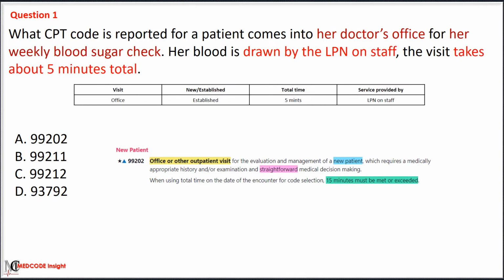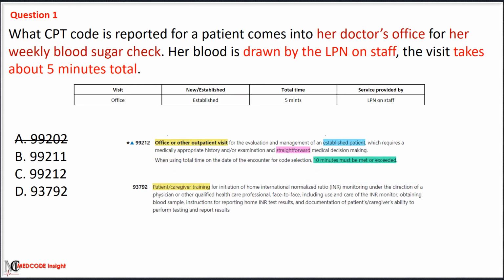In the given scenario, the patient visits her doctor's office for her weekly blood sugar check. It means it is an established patient. First, we will eliminate option A with the code 99202, which is used for a new patient office visit. The blood is drawn by the licensed practical nurse, meaning this service does not require the presence of the physician. We will also eliminate options C and D, as the services in both codes require the presence of the physician.